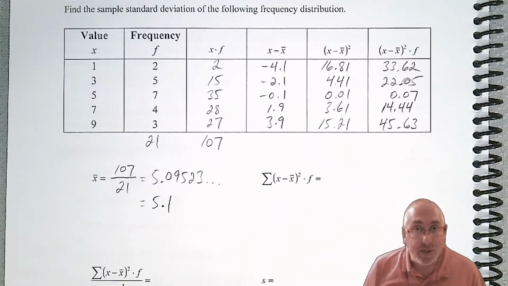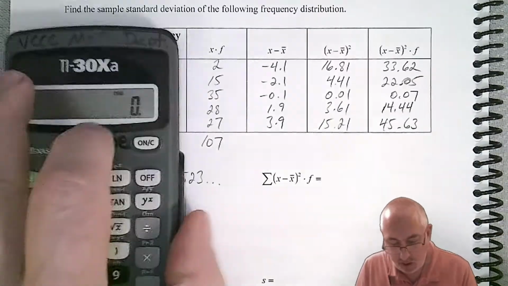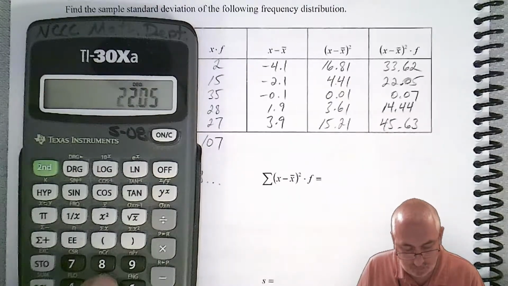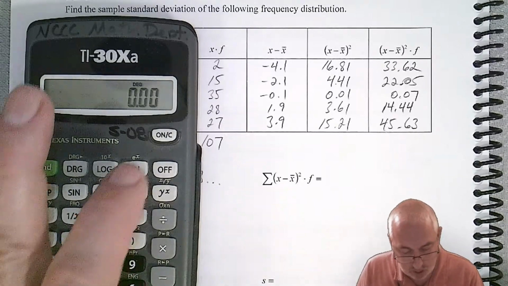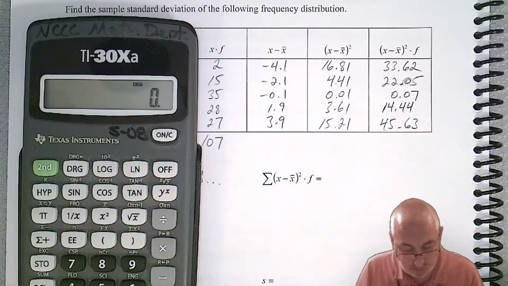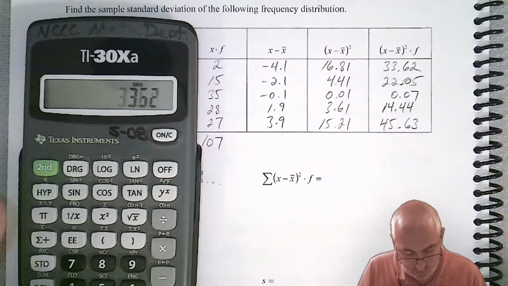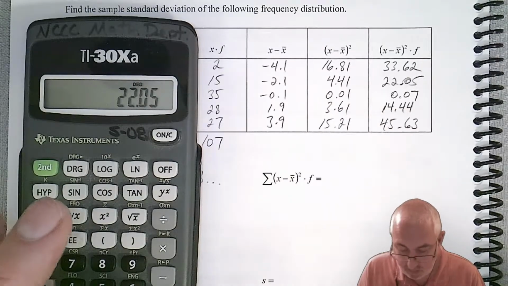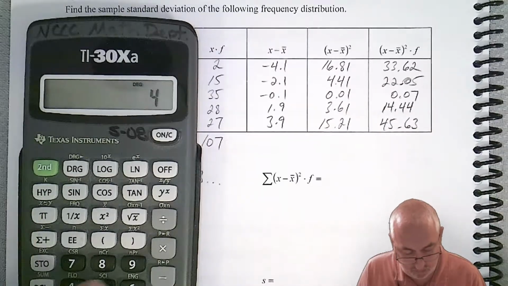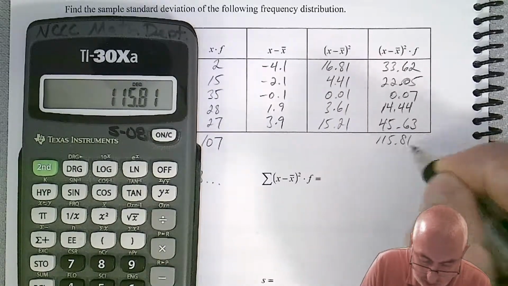So now we can actually do step 4, which is the sum. So we have to add those up. So let's see what we get. 33.62 plus, no, start from scratch. Again, make sure you reset it to 0 if you mess up. 33.62 plus 22.05, plus 0.07, plus 14.44, plus 45.63 equals 115.81.